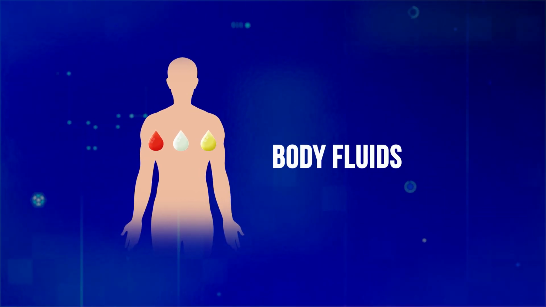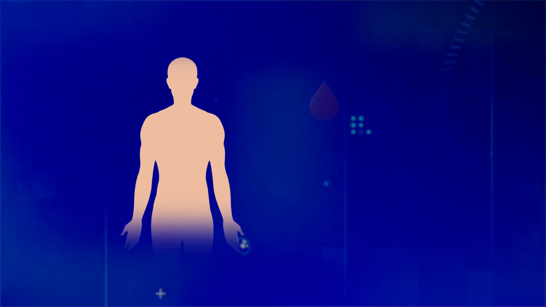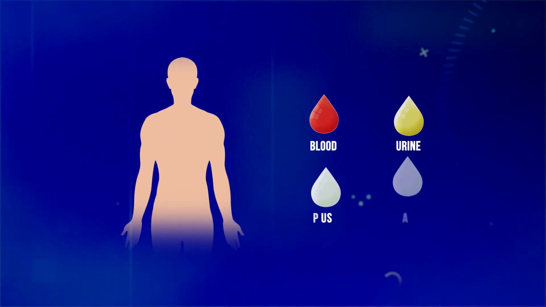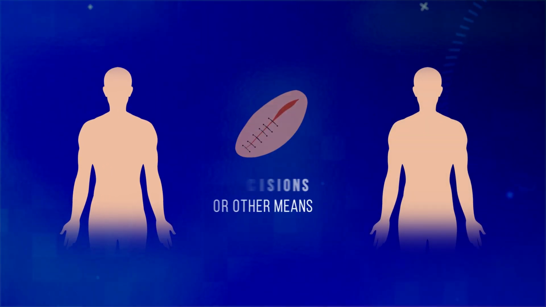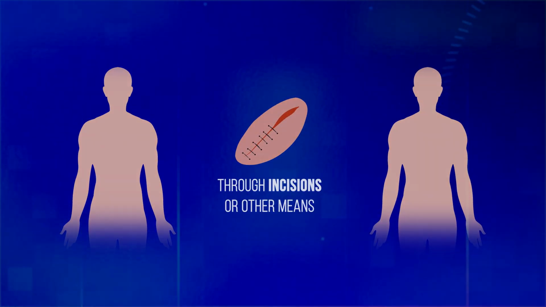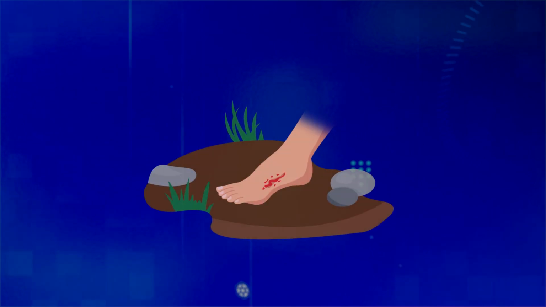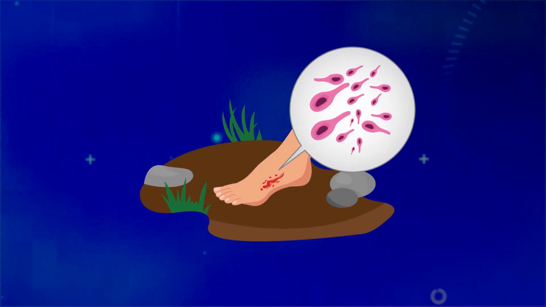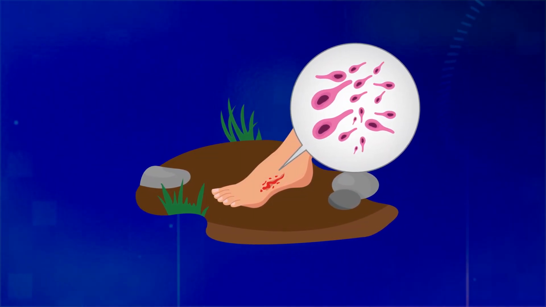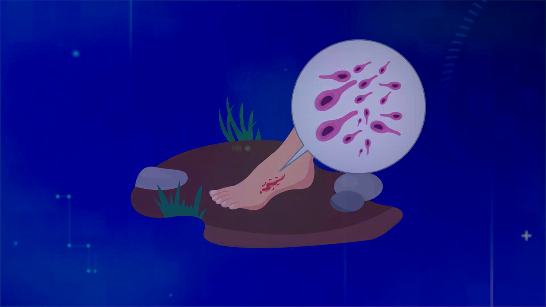Body fluids. A body fluid from one person, such as blood, urine, pus, or saliva, enters the body of another, for example through incisions or other means. Tetanus is a great example of transmission through body fluids. It can be contracted through wounds when handling contaminated soil due to contaminated substances entering the bloodstream.